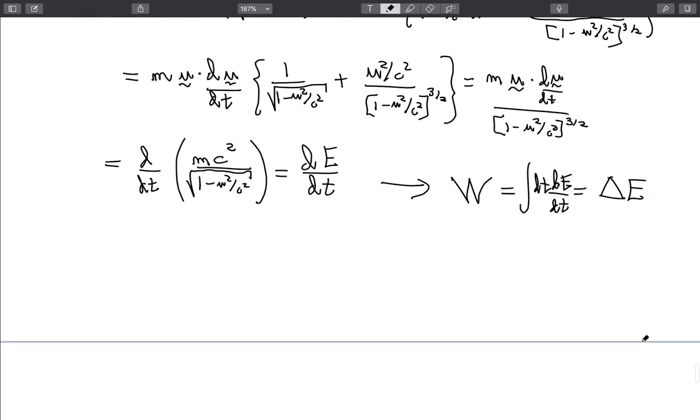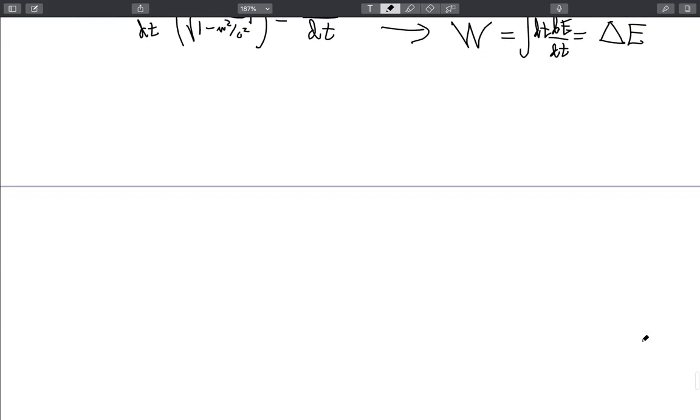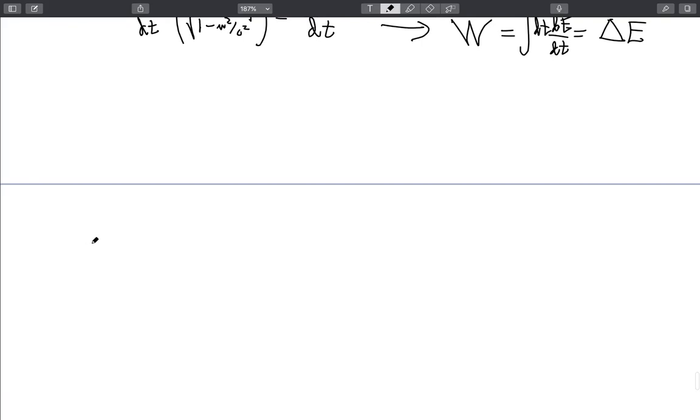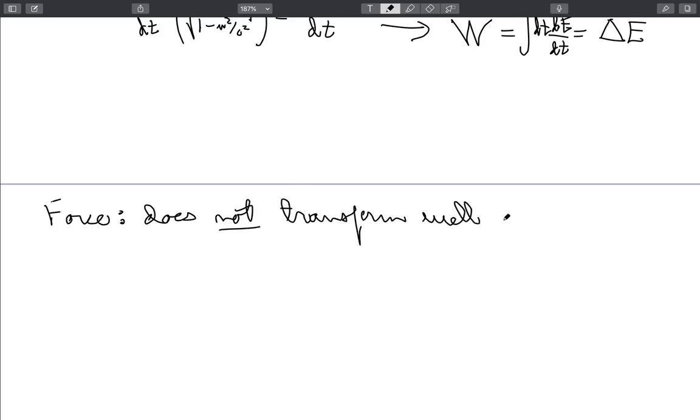Now we can talk a little bit more about the force. The problem with the force is that it does not transform well under the Lorentz transformation.